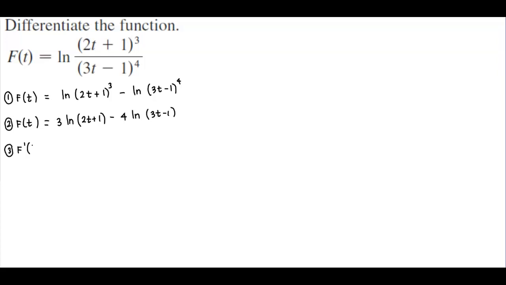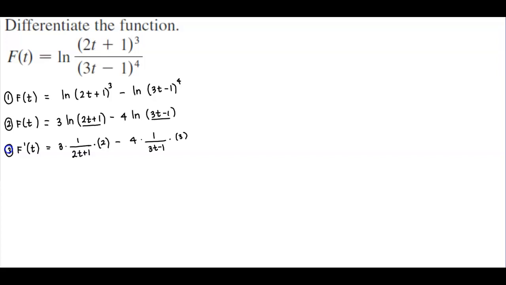So we're going to have f prime of t, which is going to equal 3 times the derivative of the natural log of 2t plus 1, which is 1 over 2t plus 1. And then we've got to multiply it by the derivative of what's inside here. Well, the derivative of 2t is 2, minus 4 times the derivative of the natural log of 3t minus 1, which is 1 over 3t minus 1. And then we multiply it by the derivative of what's inside here. The derivative of 3t is going to give us 3.